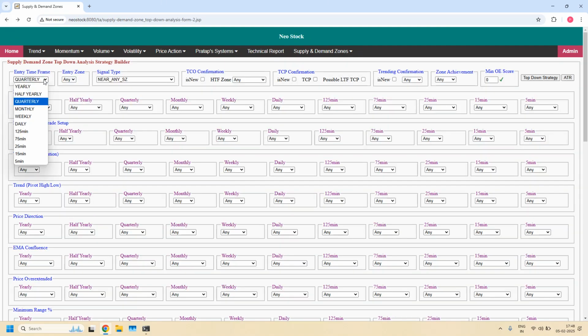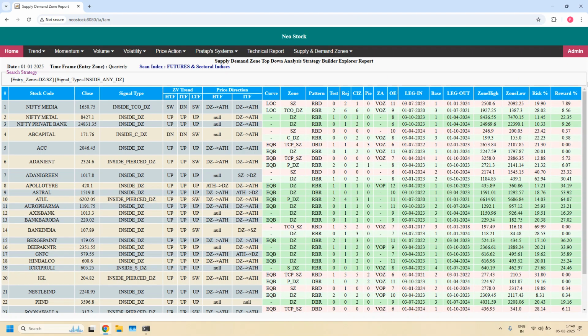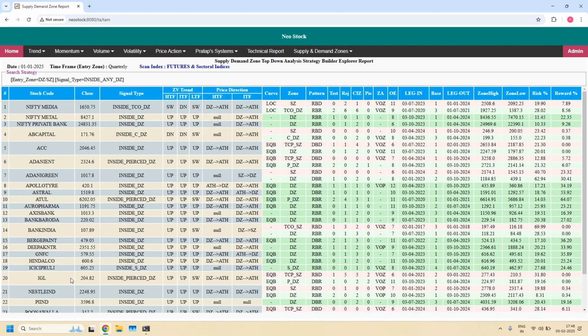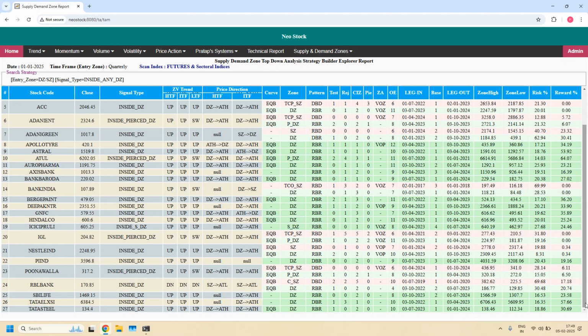Next, quarterly time frame, price closed inside the quarterly demand zone. We got 27 stocks. So first 22 stocks in the list. I am scrolling the list down. So total 27 stocks are filtered.